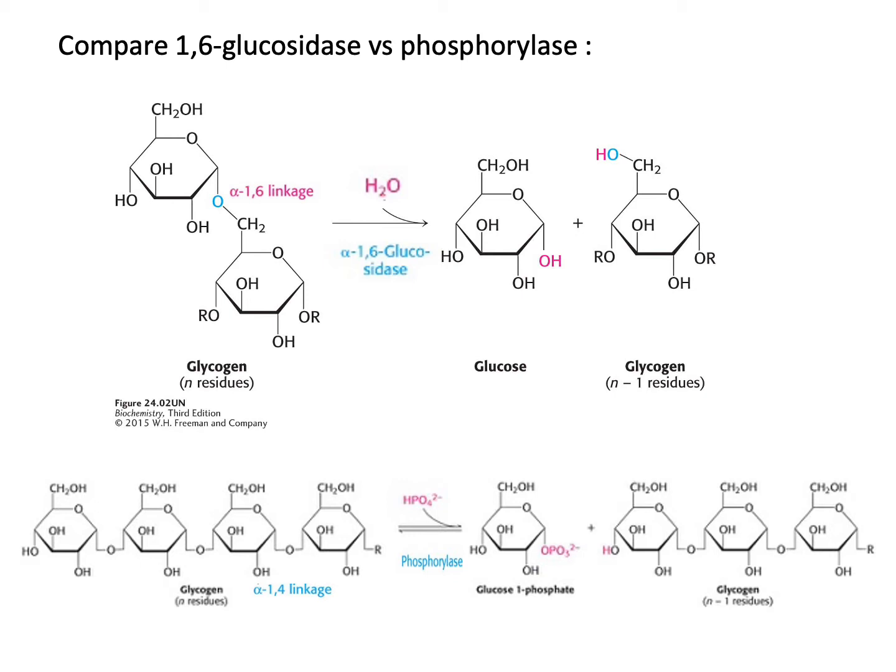It is a hydrolysis reaction. With phosphorylase, it breaks down at the non-reducing end and releases glucose-1-phosphate, not glucose, it's glucose-1-phosphate. And this reaction is called the phosphorylase reaction.